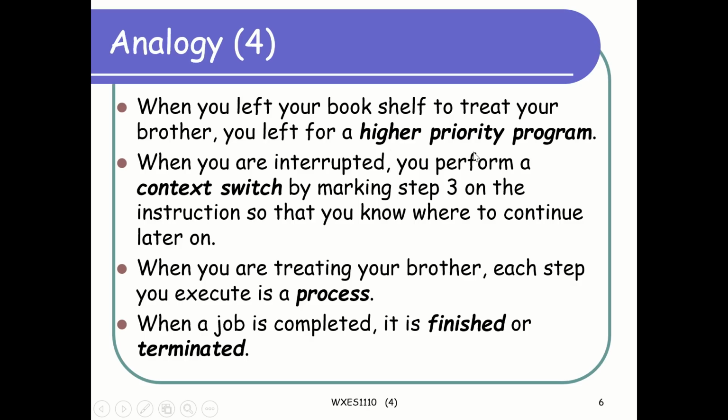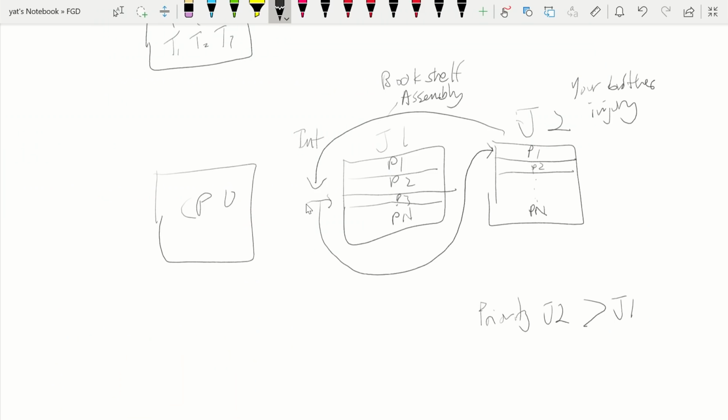And when you are interrupted, you perform a context switch by marking step 3 on the instruction. So what you do here is you mark step 3. This is what we call a context switch. I just put here CS on job 1. You mark, okay, I'm in process 3, but somehow job 2 interrupts me, so I will go to job 2 first, complete that, and I will go back to process 3. And this is what we call context switch, CS.